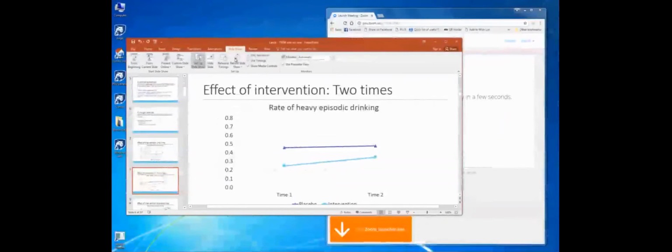In this graph, oh my gosh, slideshow. Where's the animation?